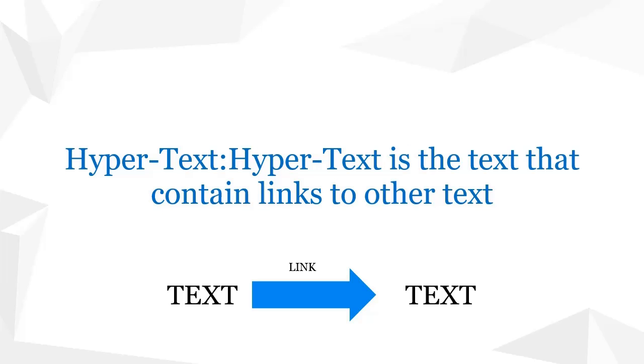By the word hypertext, it means any text that contains links to another text. Here, as I have shown in the diagram, it is any text that contains a link to another text. The text on the left side is called the hypertext here. The text on the right side can again be linked to another text. That's a different thing, but any text which contains links to other text is called hypertext.